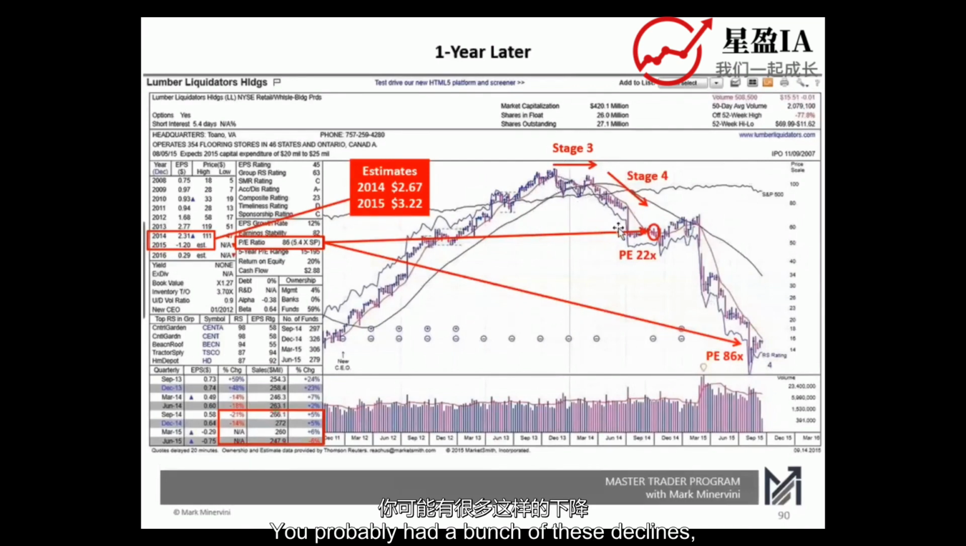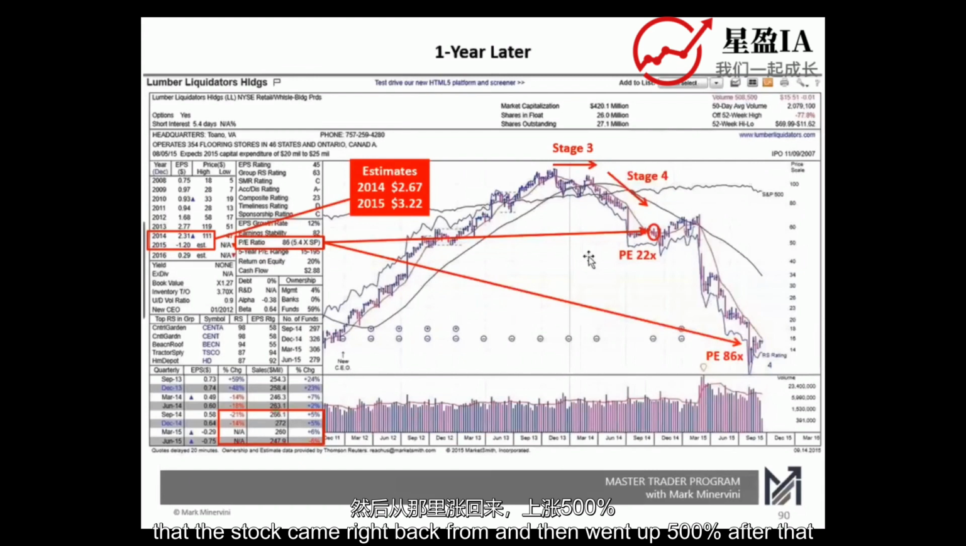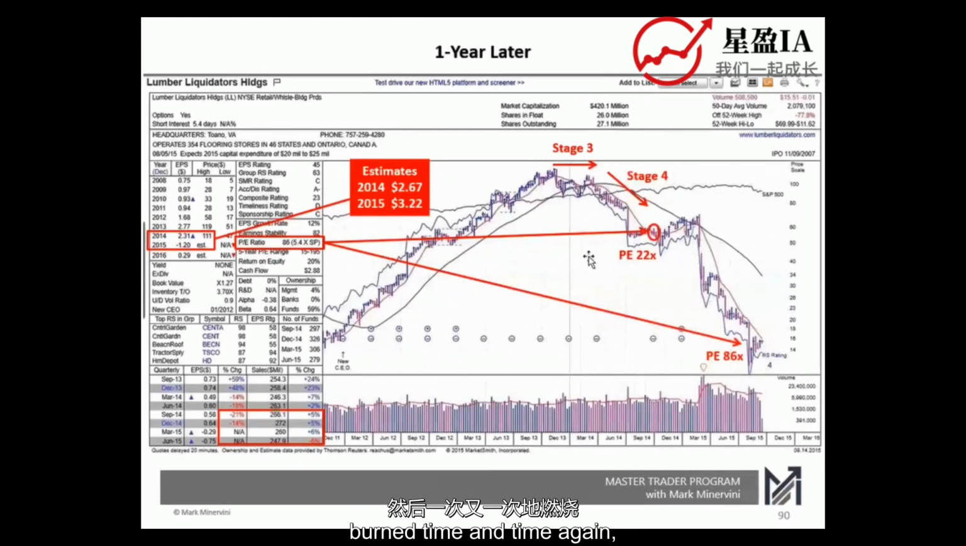It probably had a bunch of these declines, 20, 30% declines, even 50% declines that the stock came right back from and then went up 500% after that, burned time and time again, where if they got negative, they would have been burned hands down. Well, that's what happens now that the stock finally tops. And a lot of times they're actually putting out a buy.